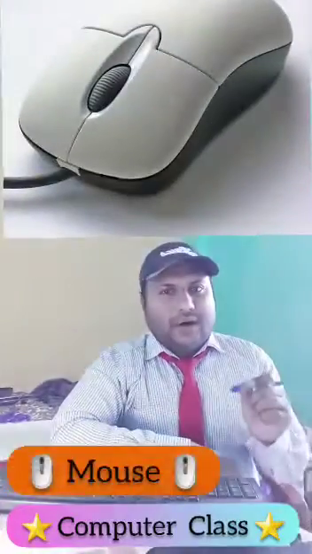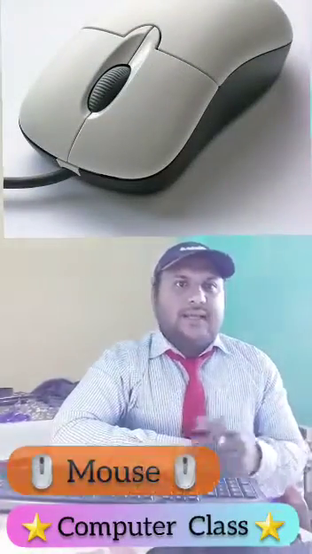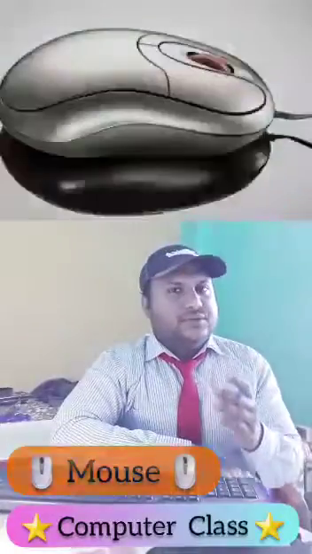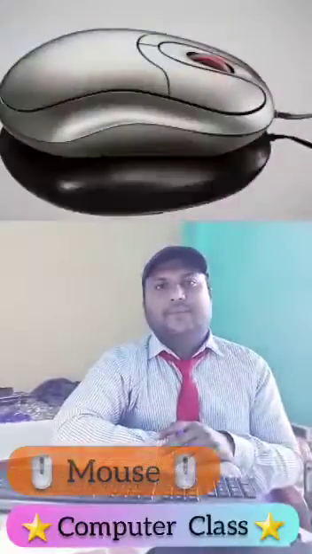Mouse. A mouse is a small input device. It helps us to do different tasks on a computer. It is used to point or select on a computer screen. It usually has 2 buttons. They are the left and the right button.